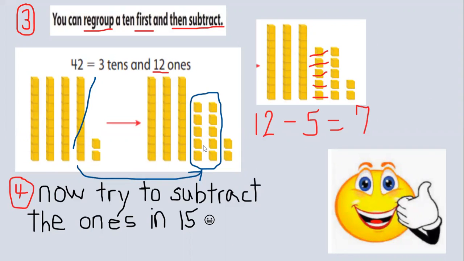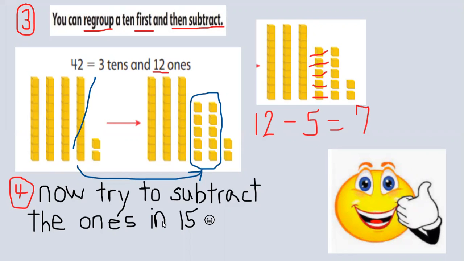And circled here are the 10 ones that I created from this 10 here. Okay, so take a second to look at that. All I did, took one of the 10s, broke it into 10 ones, added it to the 2 I already have, so 42, then it just changes from this to this.